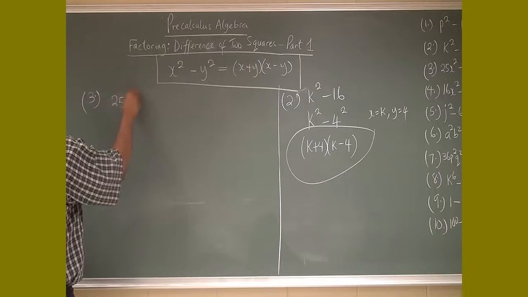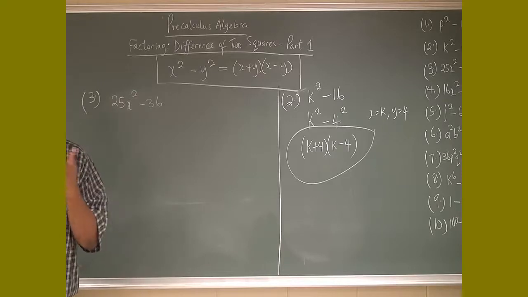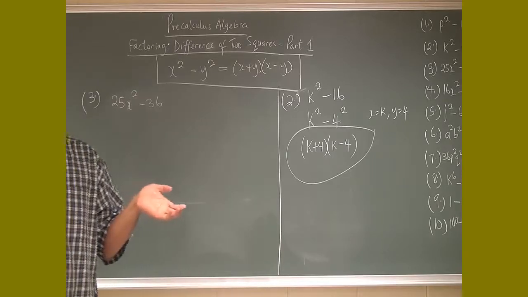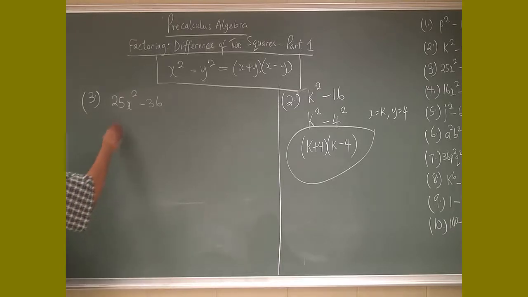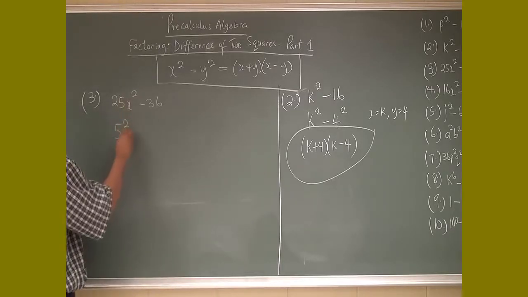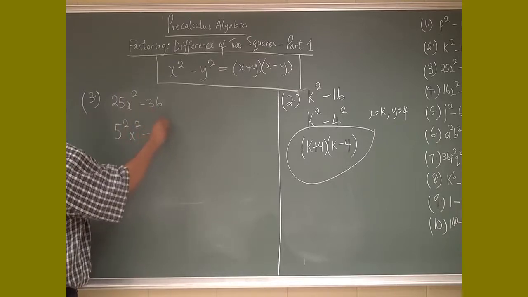25x squared minus 36. Here, I want you to be careful. Here, 25, can we put this to be squared? In other words, what number would you square to give you 25? Which means, what is the square root of 25? That is 5 squared. So this is 5 squared, x squared, minus 36 is 6 squared.